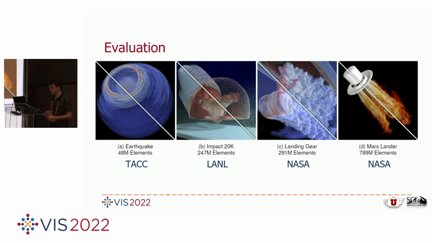To evaluate our approach, we evaluated on 4 different data sets of differing sizes, starting with the TAC Japan earthquake data set, which is around 48 million hexahedra. Then we have the LANL impact data set, which is around 250 million elements. We have the NASA landing gear data set, which is around 300 million elements. And then finally, the NASA Mars lander data set, which comes in a couple different sizes. This one's the smaller one, which is around 790 million mixed finite elements. All of these contain a mix of tetrahedra, wedges, pyramids, and hexahedra.